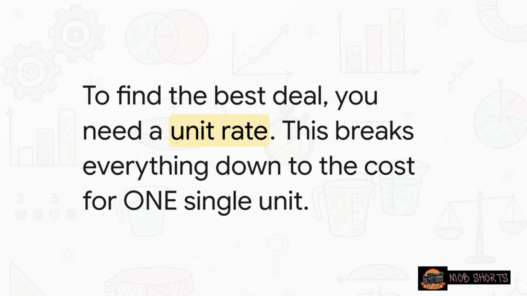And this right here brings us to the key idea for making fair comparisons, especially when you're shopping. The unit rate. The unit rate breaks everything down to the cost for just one single unit. 1 gram, 1 egg, 1 liter. This is how we finally compare apples to apples, or in our case, cereal box to cereal box.